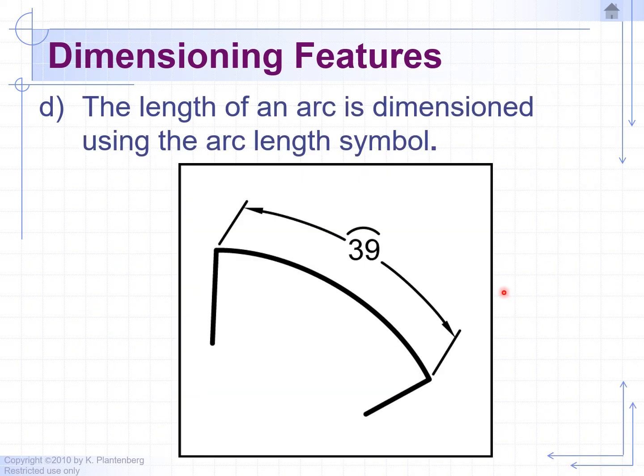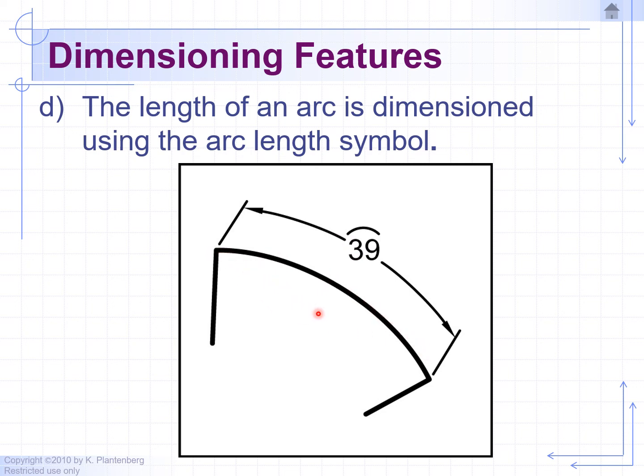Okay, so let's take a look at arc length. This is not an angle. This is not an angle of 39 degrees. This is an actual length of 39 units. So it's not the dimension from corner to corner or vertex to vertex. It's the dimension along the arc. So if you were to take a ruler and measure along the arc, it would have a dimension of 39 units, let's say 39 millimeters along the arc.